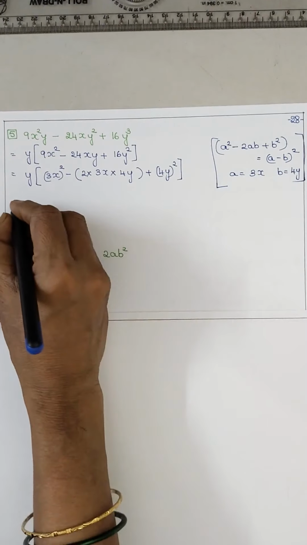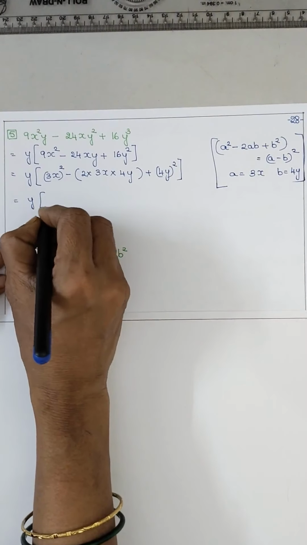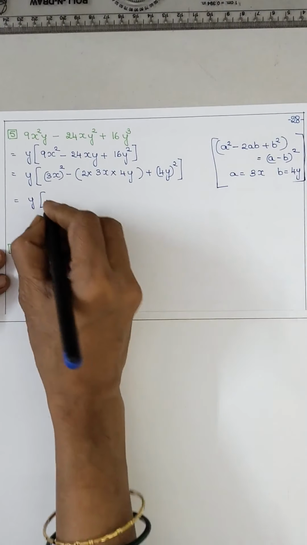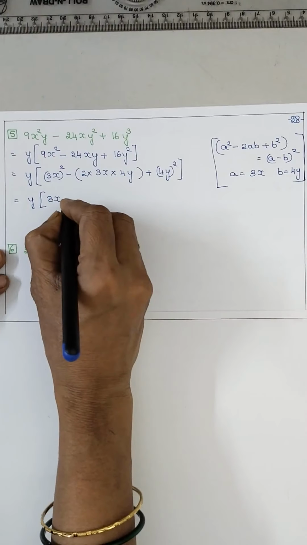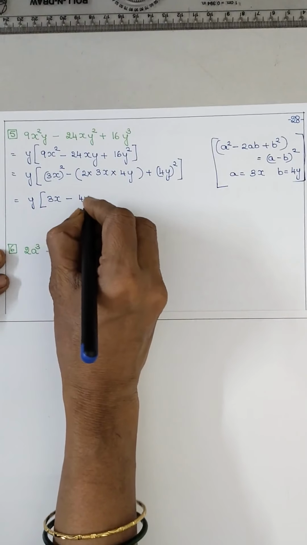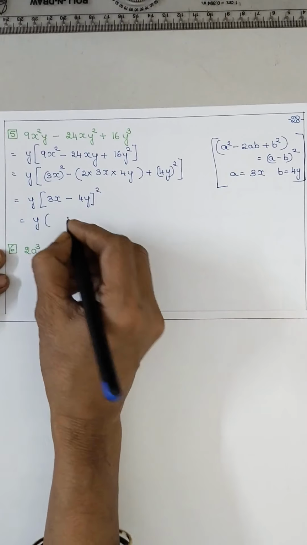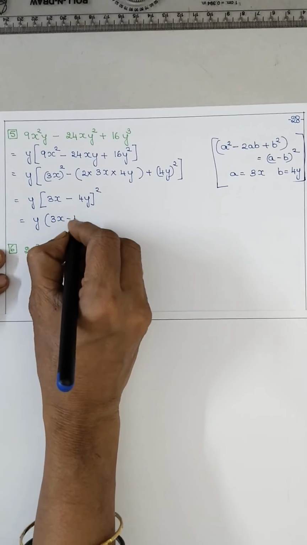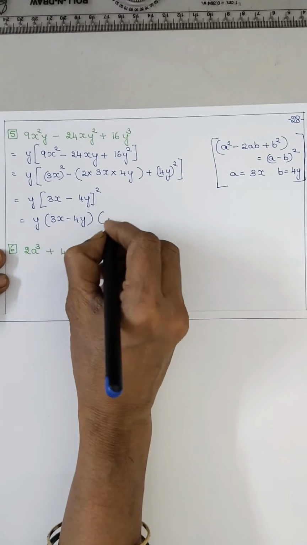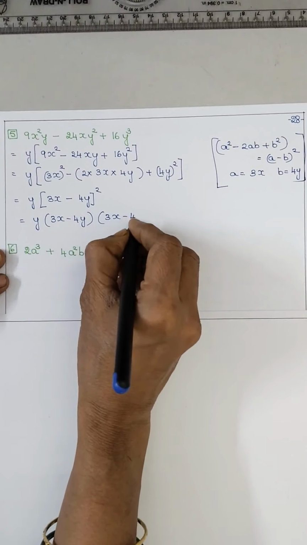Okay. Now y, (a minus b) the whole square. A is 3x minus 4y the whole square. That means y bracket (3x minus 4y), again (3x minus 4y).